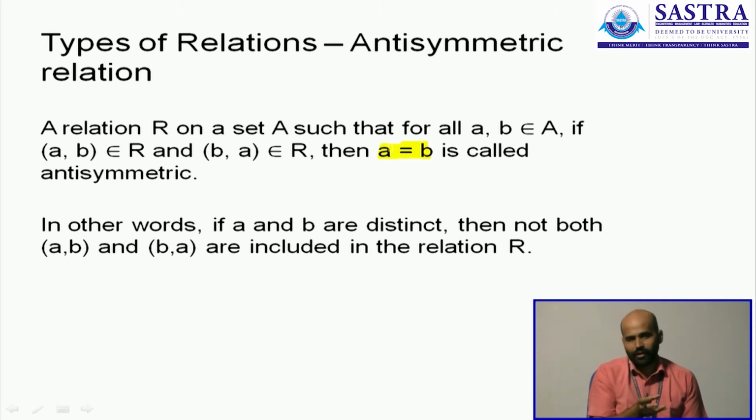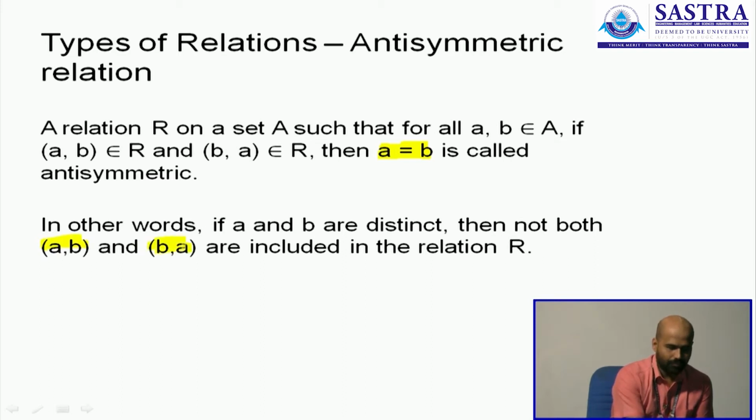So if a pair and its symmetric pair are also present, then that should happen only when both elements are identical. Only if this condition is observed or satisfied, you will call the relation given as an antisymmetric relation. It is also easy to understand if I slightly rephrase the definition. If A and B are distinct, then your relation should not include both the pairs. Or in other words, both the pairs are included only if they are identical. So if such an observation is made, then your relation is called an antisymmetric.